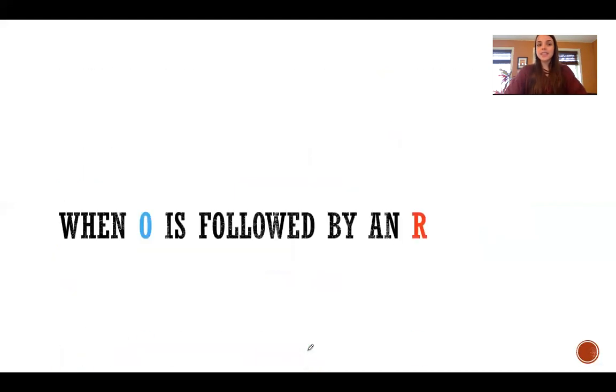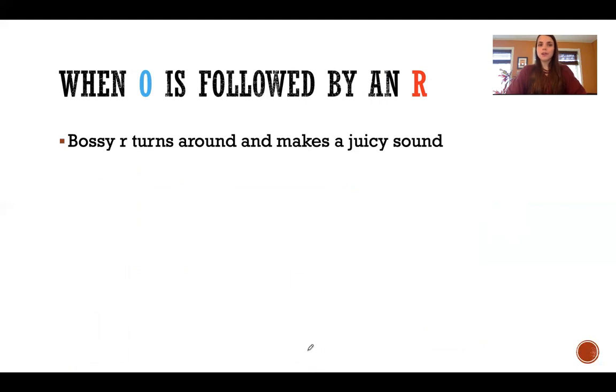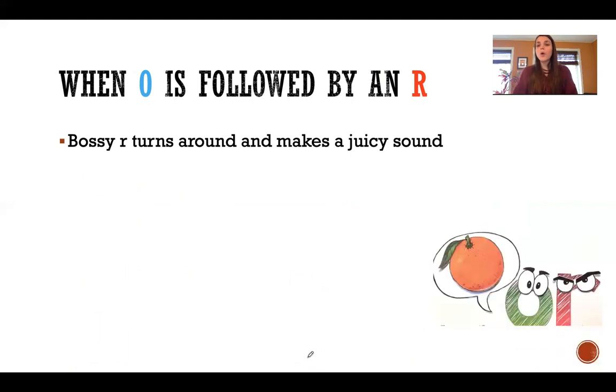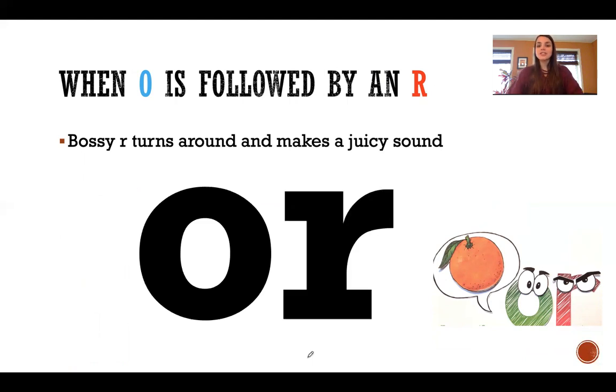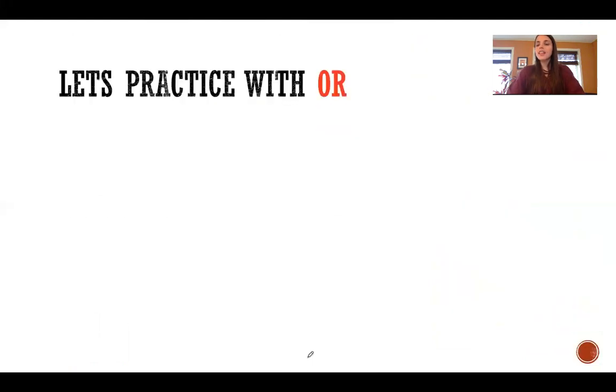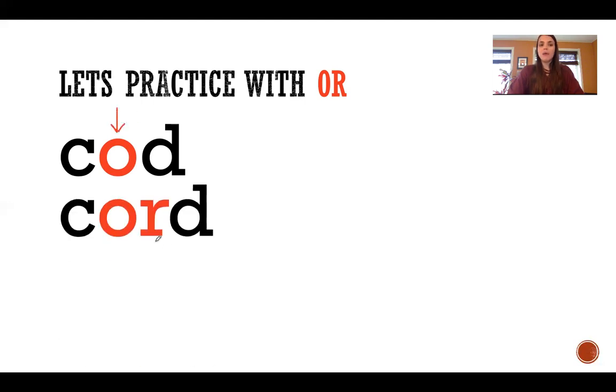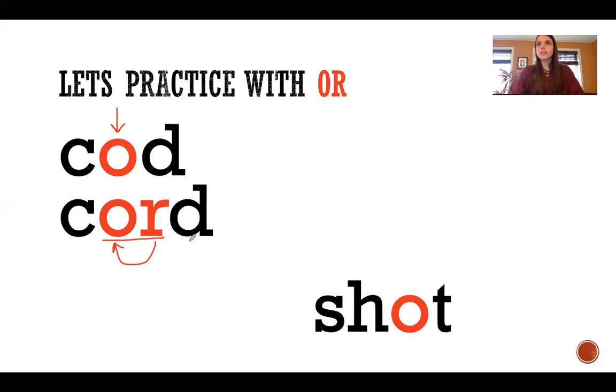Let's see what happens if O is followed by an R. Bossy R turns around and makes a juicy sound, like orange juice. O and R together says or. Let's practice with OR. If I have the word cod, I know that my letter O says ah, but if bossy R comes around, it changes the vowel sound and becomes or. So my new word is cord.